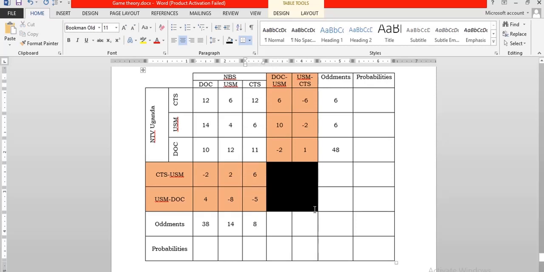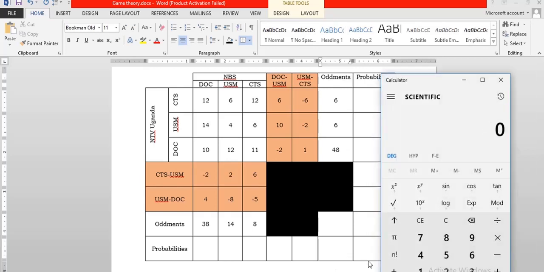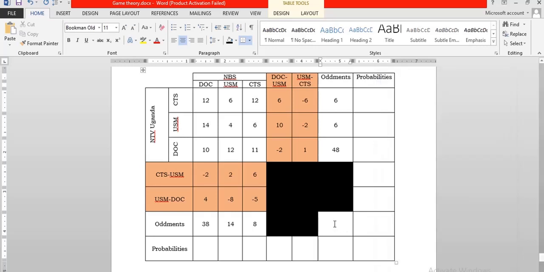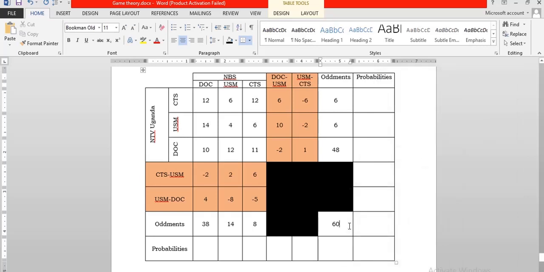Now, the beauty about this is that when you add the oddments, they should get the same total. Okay, so when you add the oddments, you should get the same what? The same total, which will be put here. 6 plus 6 plus 48. If we use the calculator here, it gives you 60. So put the 60 here. Now let's do the other side. We shall say, okay, 38 plus 14 plus 8 will give you 60 again. Okay, so now that we've got the 60, now we can compute.